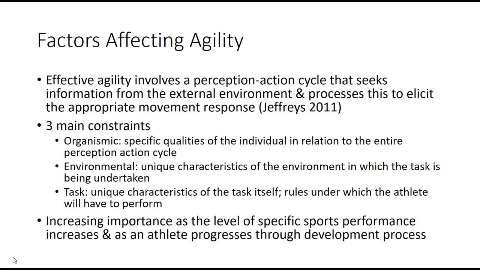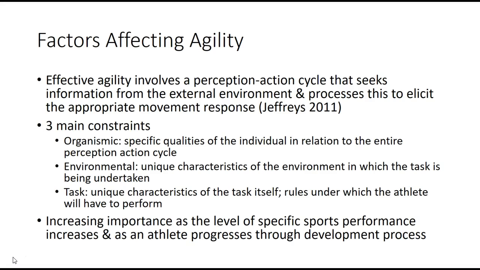According to Jeffries, when the limits to expression of effective agility are examined, he found three main constraints: organismic, task, and environmental constraints. An organismic constraint refers to any specific qualities of the individual in relation to the entire perception-action cycle. Task-based constraints involve the unique characteristics of the task itself. So what are the rules that the athlete has to abide by when participating in baseball, basketball, or soccer? And environmental constraints refer to the unique characteristics of the environment where the game is being played.